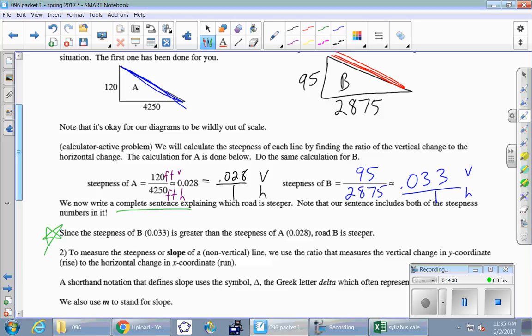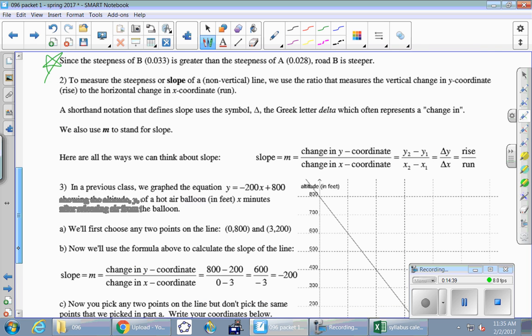But the slope of a line, just like our roads were two lines, is just defined to be this vertical change divided by the horizontal change. So here it is in number 2. To measure the steepness or slope of a non-vertical line, we use the ratio that measures the vertical change, that's the y-coordinate, we can think of it as the rise, to the horizontal change in the x-coordinate, and we might call that the run, okay? So the slope is just the vertical change over the horizontal change. That is the definition.